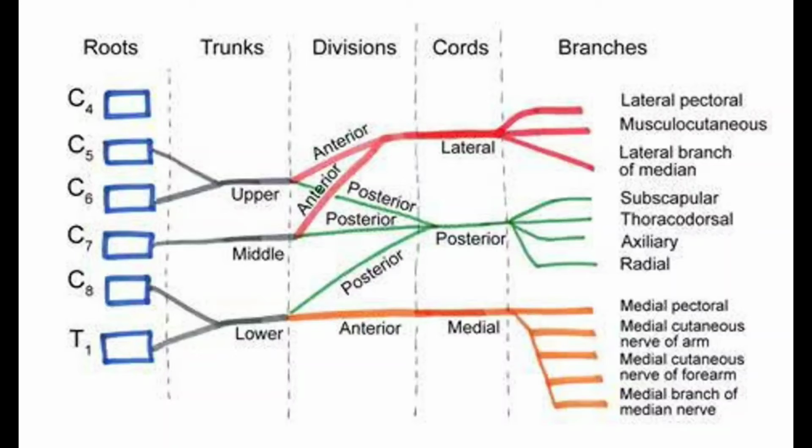Here you can see the brachial plexus. Lateral pectoral nerve is a branch of the lateral cord, which is formed by the anterior or ventral divisions of the upper and middle trunk, and medial pectoral nerve is a branch of the medial cord, which is formed by the anterior division of the lower trunk.